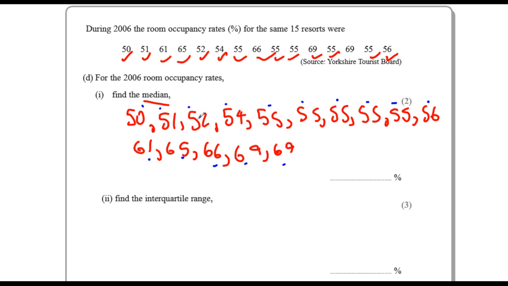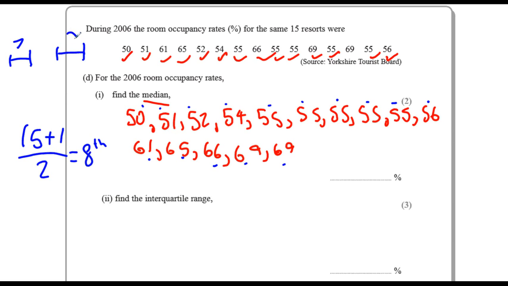Right, I usually show you the cross-out method. I'm going to show you one that I'd probably do personally, which is that the middle of 15 numbers you can get by doing 15 plus 1 divided by 2. So 16 divided by 2 is the 8th number. That should make sense because if you've got 7 numbers on one side, 7 on another, that's 14. With 1 in the middle, that gives you 15. So the 8th number, 1, 2, 3, 4, 5, 6, 7, 8. So 55% is our median, the middle number.